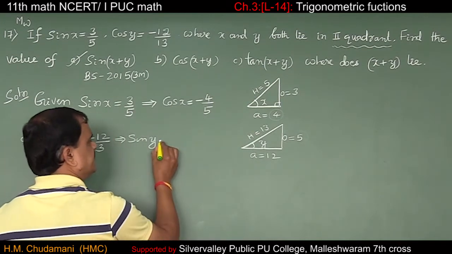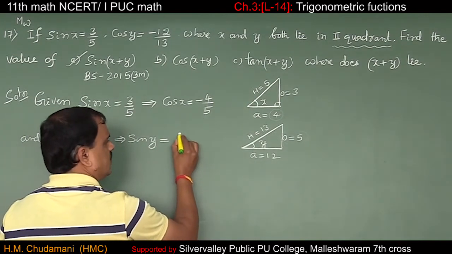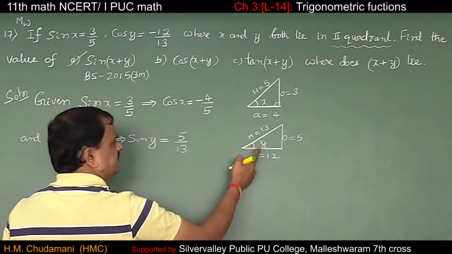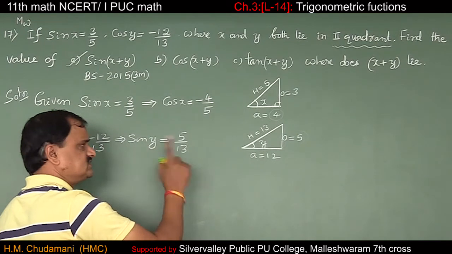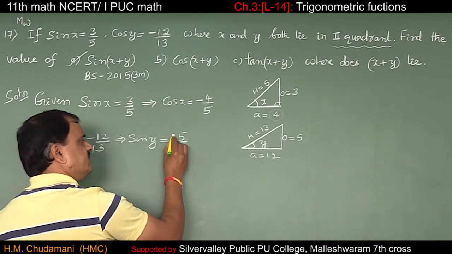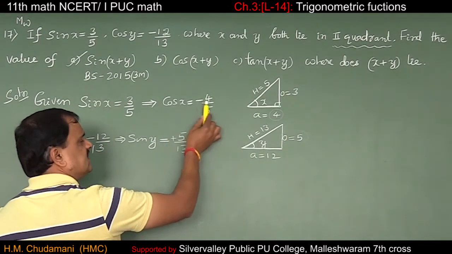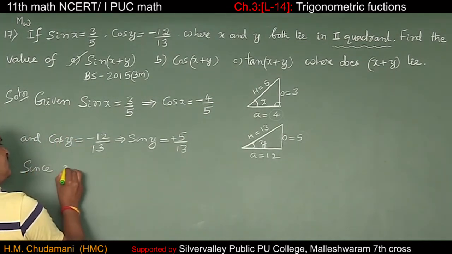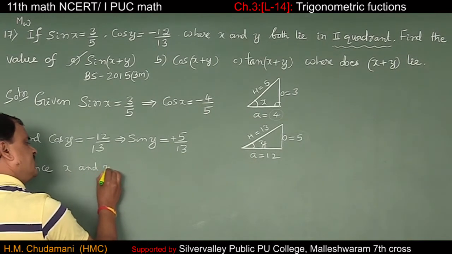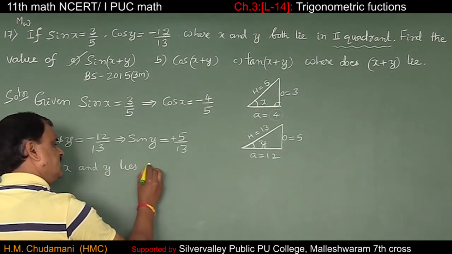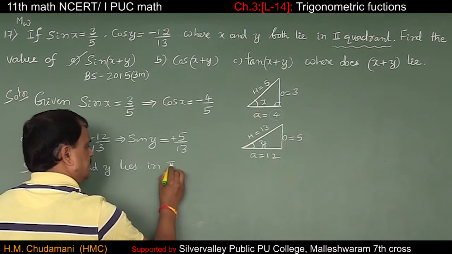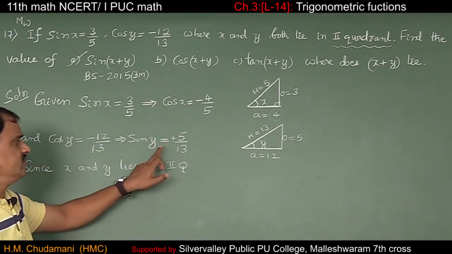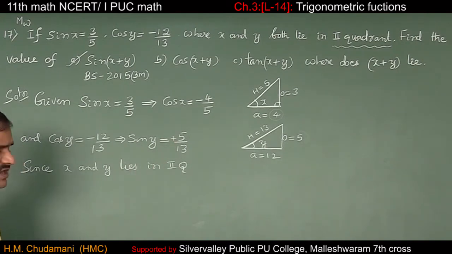Opposite side is 5. Sin y is equal to opposite side 5 divided by hypotenuse 13. Since y also lies in the second quadrant, sin y is positive, whereas cos x is minus 4 by 5. Since x and y lie in the second quadrant, cos x is negative and sin y is positive.